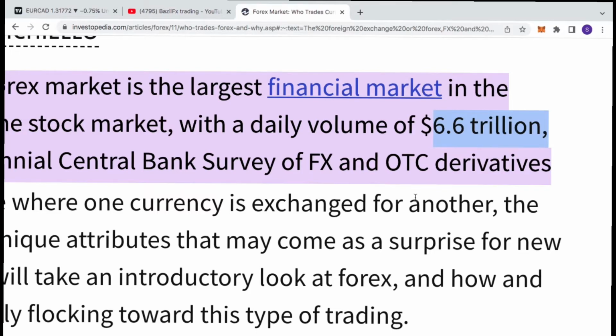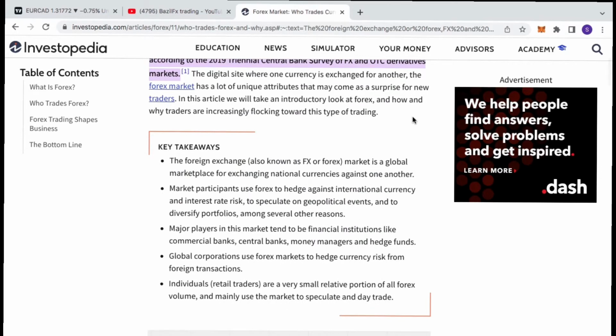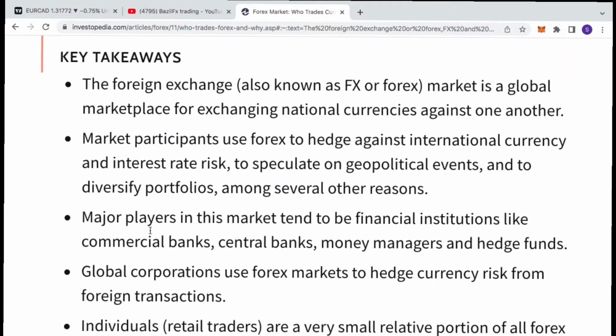We have the central banks, the commercial banks, brokers, very big companies, corporate companies, and also us retail traders. To understand demand and supply, we need to know who trades the biggest percentage in the forex market. The banks, or the central banks, are the ones that trade the biggest percentage. As you can see even down here, the major players in the market are the commercial banks, central banks, money managers, and hedge funds, plus us, the retail traders.